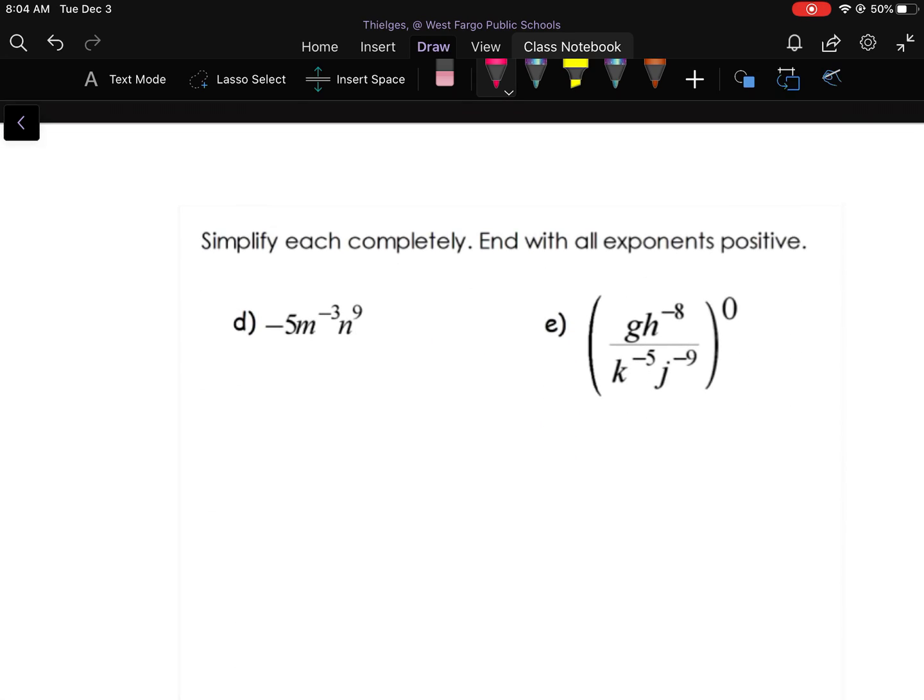Okay. It's not negative signs. This is fine. It's going to be negative 5 in the numerator. So I always make these in fractions. It's just the m that moves down because it's got a negative exponent. So m to the 3rd, n to the 9th.